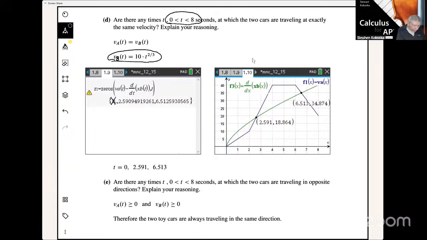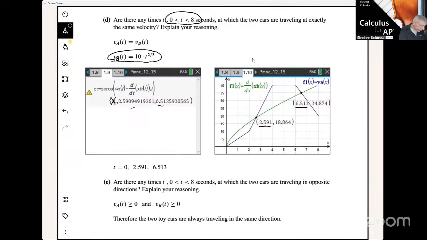And I can see those 2 points of intersection. What I did on the graph screen was I used the analyze graph routine, found those points of intersection, and let's see, do they agree? There's a t equal 2.591. There's a t equal 6.513. Indeed, they do. There are 2 times at which the velocity of these two cars is exactly the same.